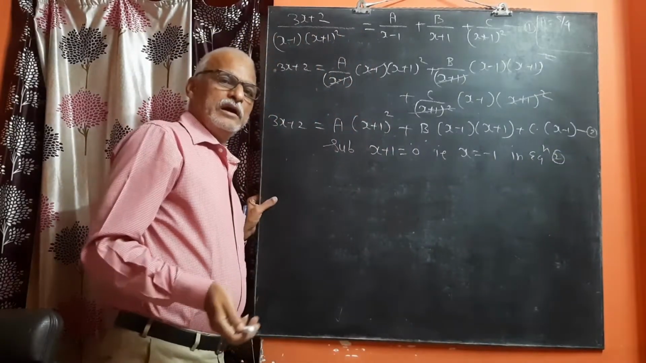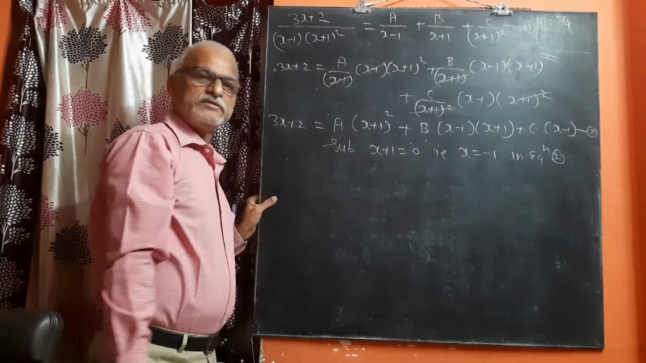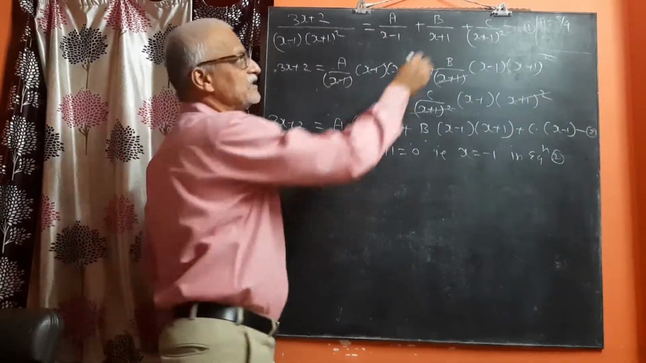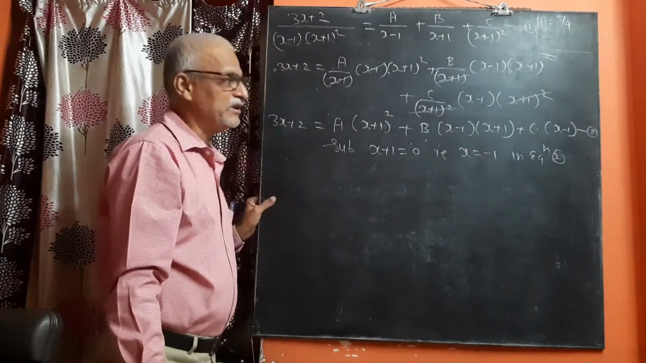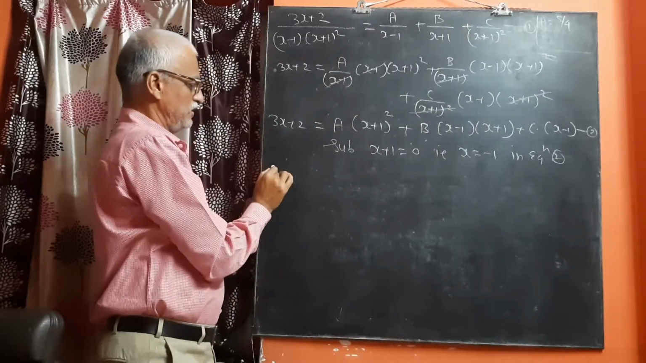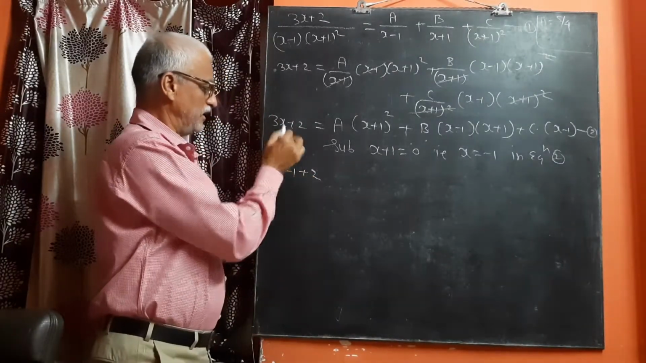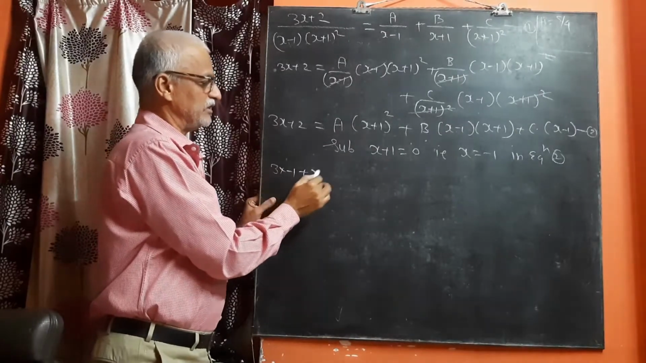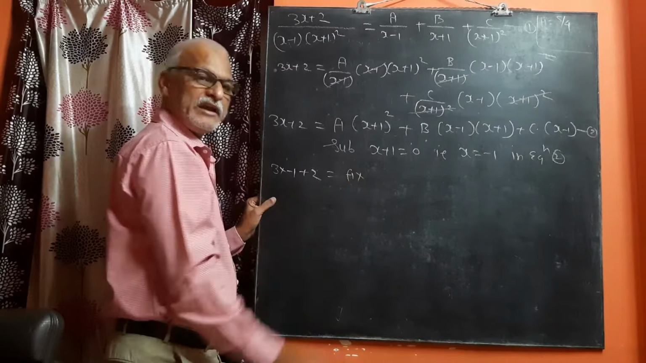Our first substitution was x minus 1 equals 0, that means x equals 1. The second one is we substitute x plus 1 equals 0, that means x equals minus 1 in equation 2. Now substituting x equals minus 1, we get 3 into minus 1 plus 2 equals a into, what will be the value?